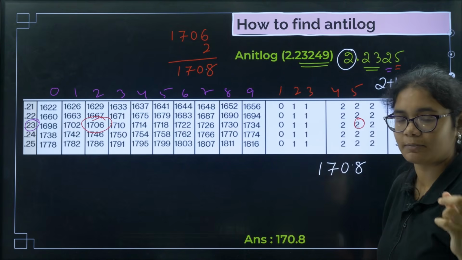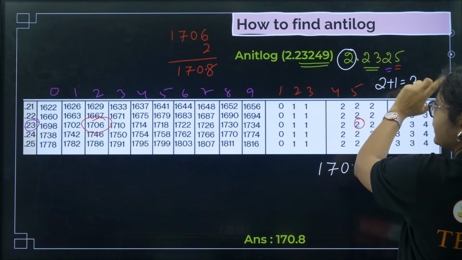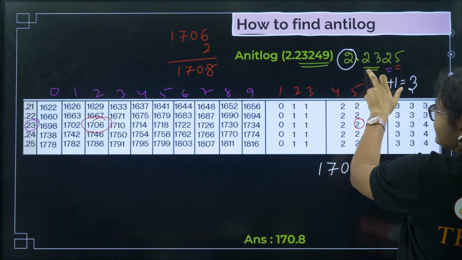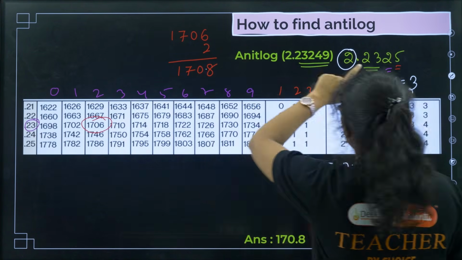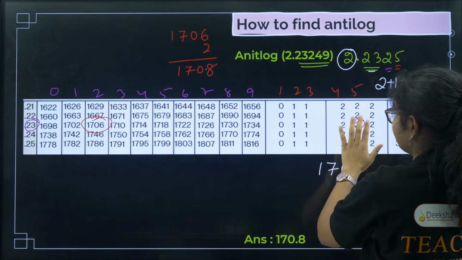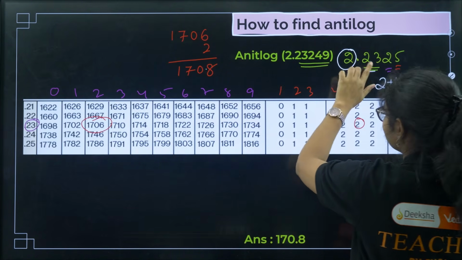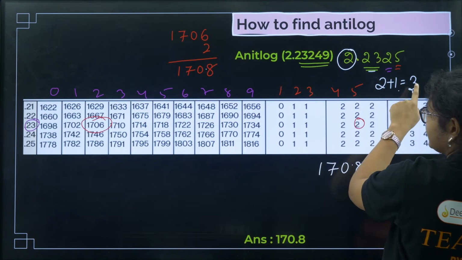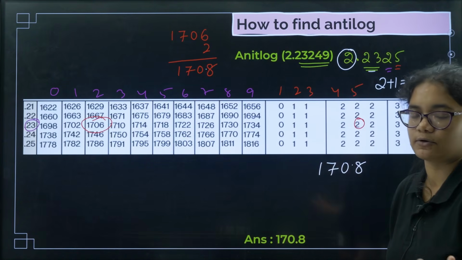Once again I'll tell you, first of all we need 4 places at max after the decimal. You can have less than 4 but you cannot have more than 4. So 49 I rounded off to 5, 2.2325. Now we need to check after the decimal, the first 2 digits are 23. So 0.23 I will find out. Then 2, that I have to find from the difference, then 5 from the mean difference, right? So I'll add this and I got 1708. Now before the decimal it is 2, 2 plus 1, 3. So after 3 places you need to put the decimal, and we'll get 170.8.